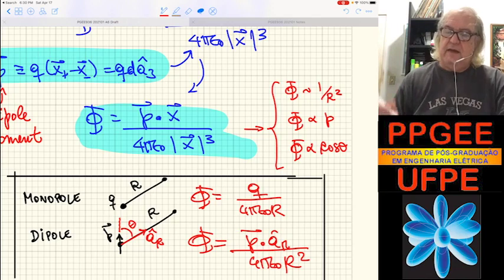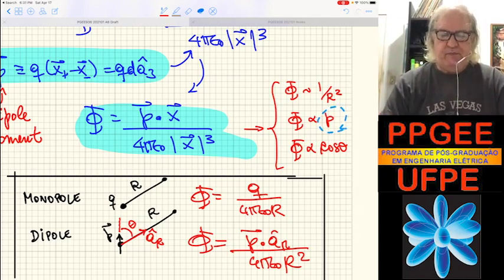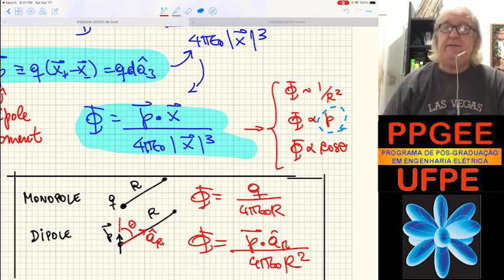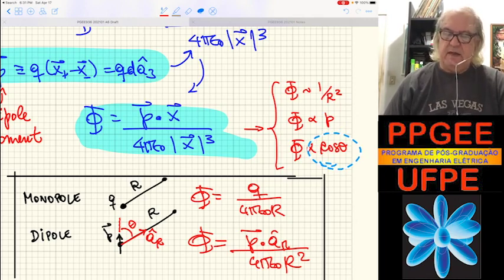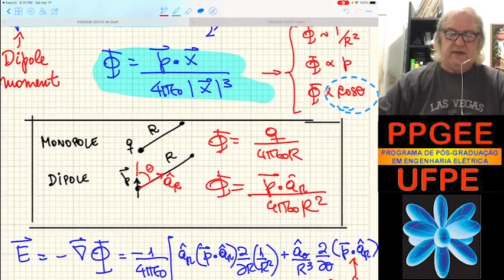Second, the potential is also proportional to the magnitude of the dipole moment. And finally, the directional dependence. The potential depends on the cosine of the angle between the dipole and the position vector. So let's review this, just see it here in this illustration.